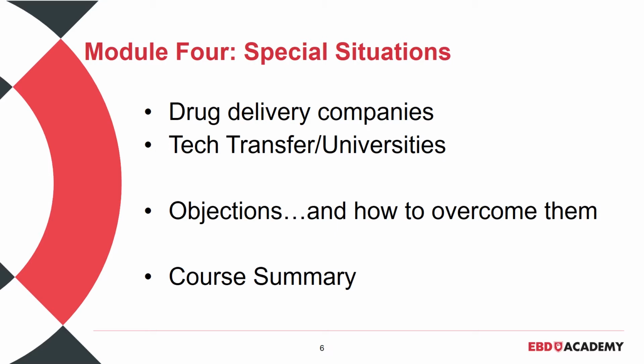In the final module, we'll cover a couple of special situations. One, we'll talk about drug delivery companies and some of the special challenges that they face when they're trying to out-license. And then we'll also talk about tech transfer at universities and some of the special challenges that they face.